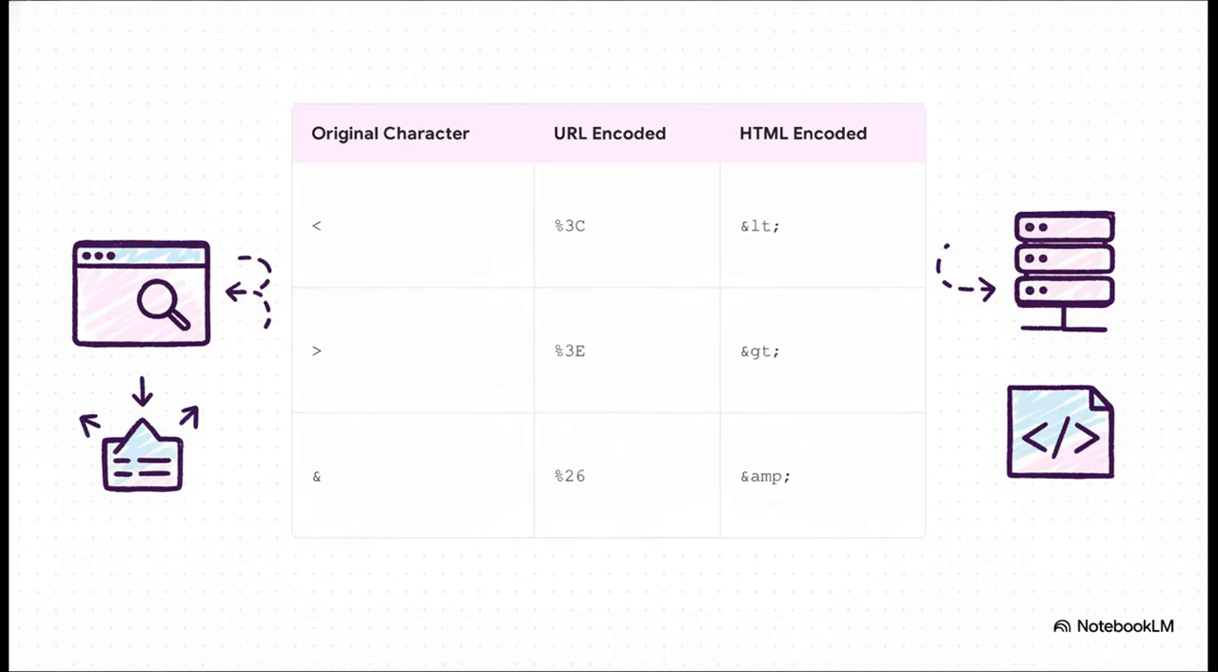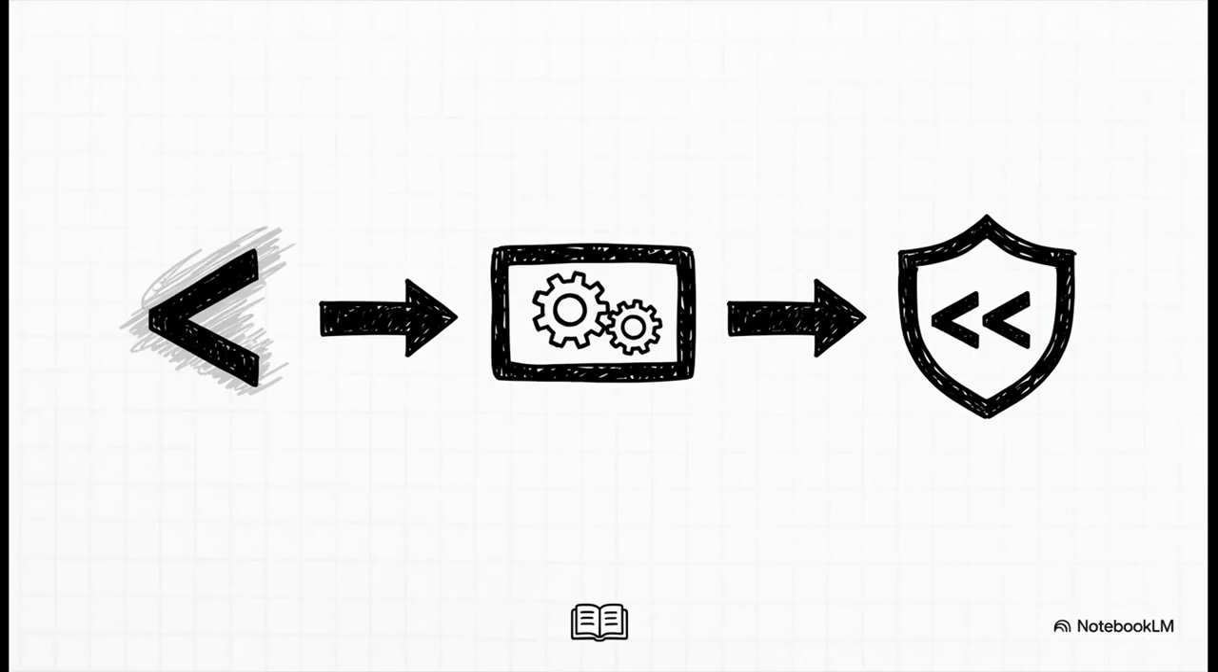The answer is something called encoding. You can think of it as a translation service. Before any message gets sent, the browser looks for any of these potentially confusing characters and translates them into a safe, unique code that won't cause any problems. And what's really interesting is that the code is different depending on the context. See here? The same less than symbol gets translated one way for a URL and a totally different way for an HTML page. So at the end of the day, all this encoding stuff is just about making sure nothing gets lost in translation. It's the thing that guarantees the conversation between your browser and the server is perfectly, unambiguously clear every single time.